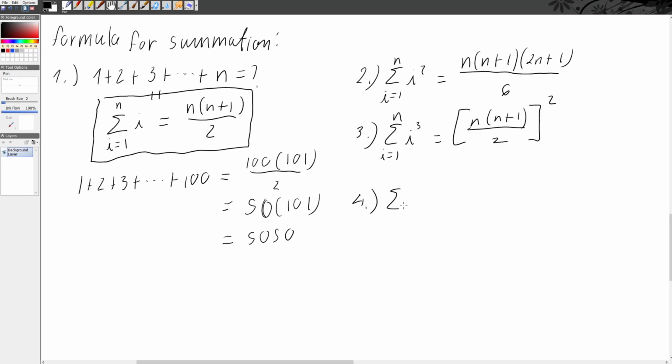If you are taking the sum over some constant, well, that just means you are adding up this constant n times. So if you are summing up a constant, the result will just be n times the constant itself.